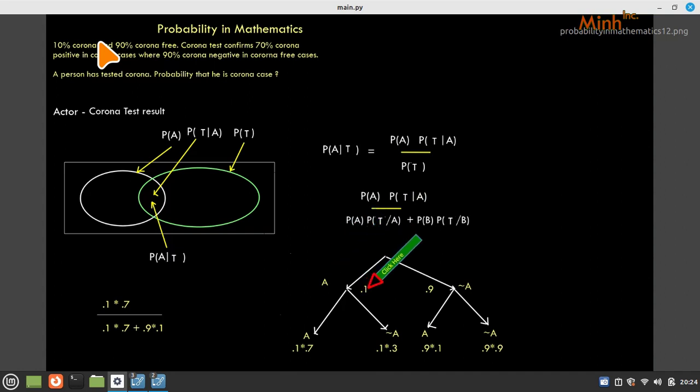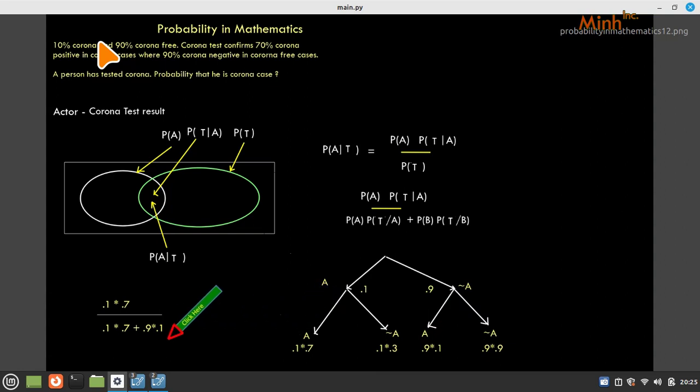0.1 is corona patient, 0.9 is corona free, and again inside corona free 0.9 into 1 is corona free, and inside the corona patient 0.1 into 0.7 is corona positive, and 0.1 into 0.3 is negative. Okay, so we are not interested in this, and we are not interested in this. We are interested in this one, and we are interested in this one. So this is Bayes theorem.